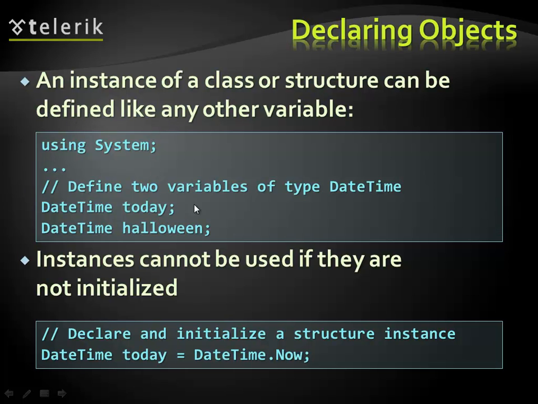So here's an example of declaration of objects. We'll see a bit later about namespaces and how they refer to classes. They're just there to help us sort our classes in place. But for example, we have a class called DateTime, which is very widely used in C#. And here's an instance, an object of this class, which will be called today. And here's another object of this class called Halloween. They are not initialized, but they are instantiated.